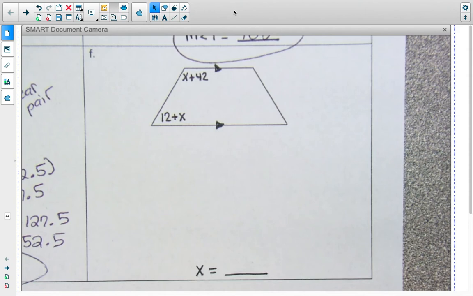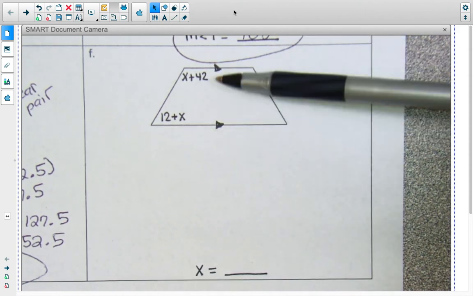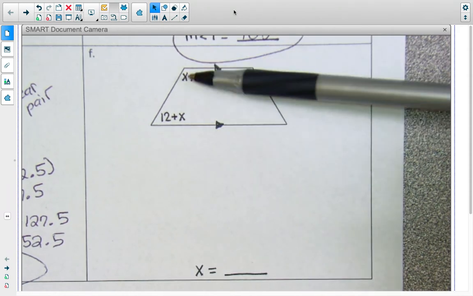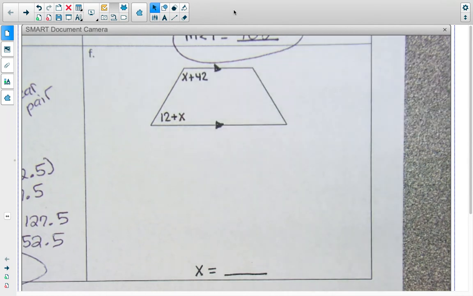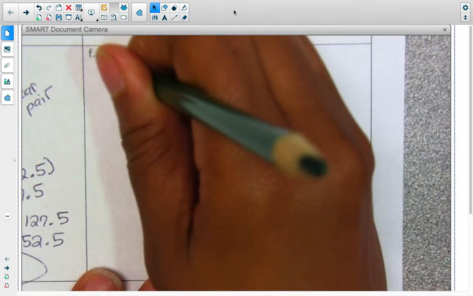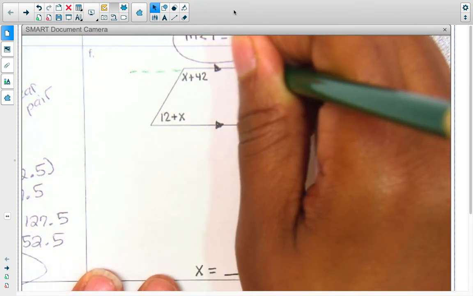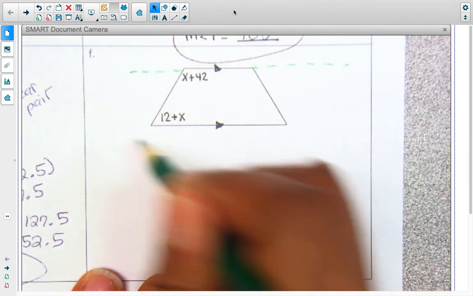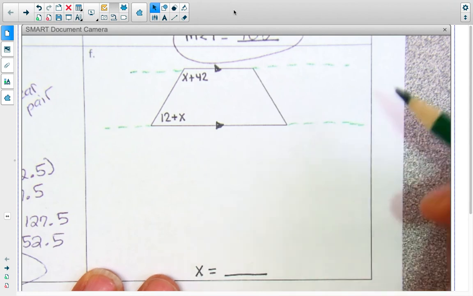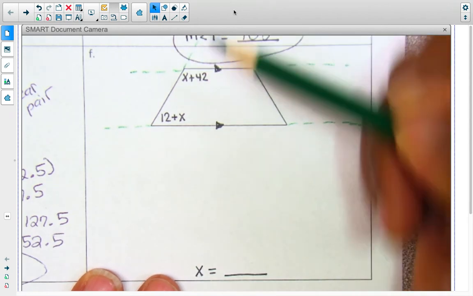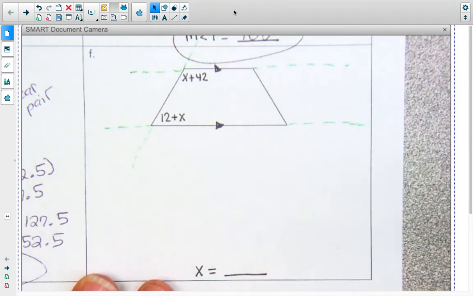And last but not least, we have made it to letter F. So I got parallel lines here. This is a trapezoid. I got parallel lines, x plus 42 and 12 plus x. These actually make a linear pair. So if I pretend, let me use my green pencil here. If I extend this, that's a parallel line. If I extend this way, that's a parallel line. And then if I extend this way, I got my transversal.